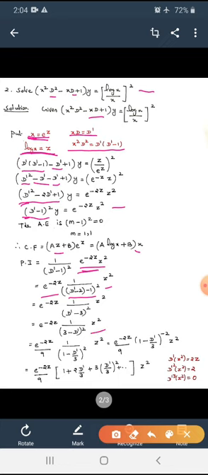Type 2 is 1 by f of D into z power n. To find the particular integral of this type, we make the first term in the denominator as 1. After making that 1, we bring that term to the numerator and we apply either 1 plus x the whole inverse or 1 minus x the whole inverse, like that we apply some formulas.